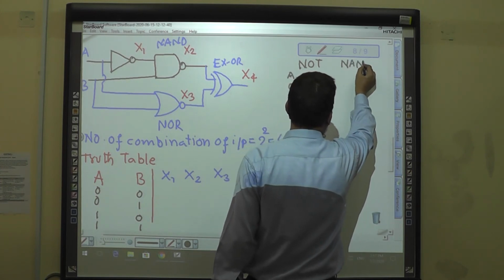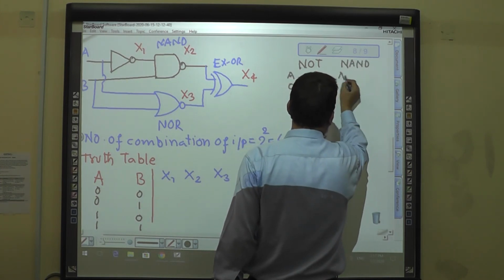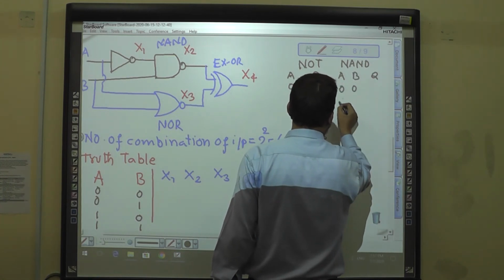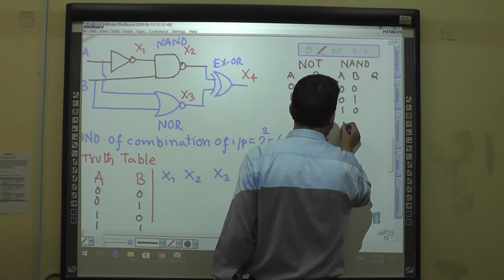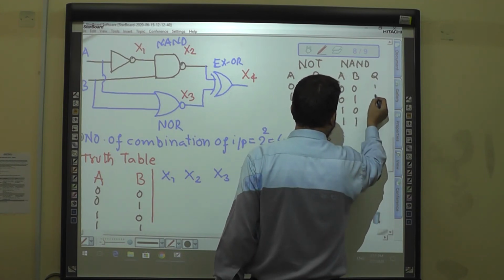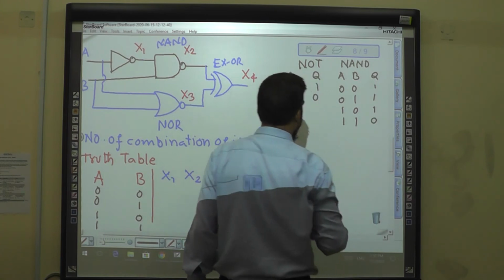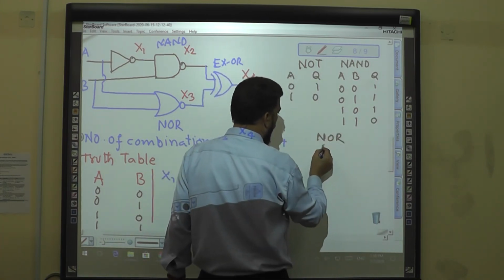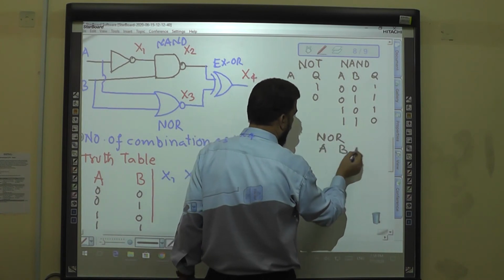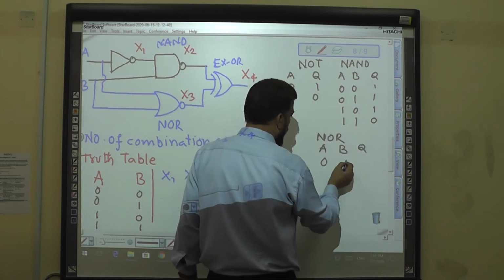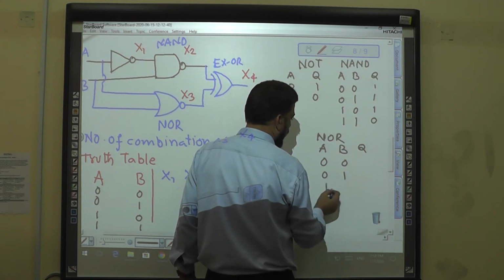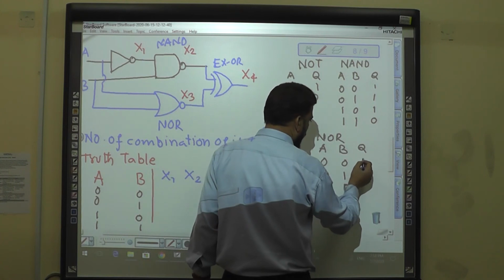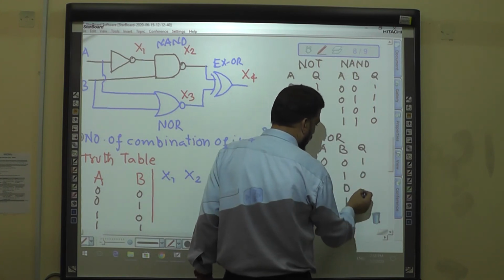NAND: A, B, Q: 0 0 gives 1, 0 1 gives 1, 1 0 gives 1, 1 1 gives 0. NOR: A, B, Q: 0 0 gives 1, 0 1 gives 0, 1 0 gives 0, 1 1 gives 0. Only one 1, all 0.